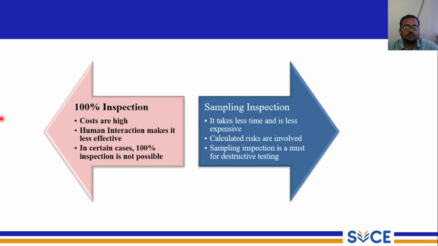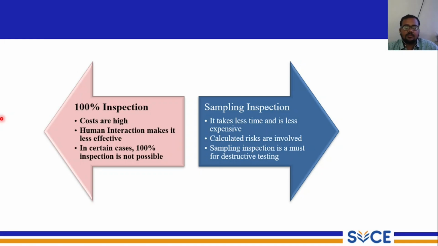In 100% inspection, since you are bringing all the lots into the inspection scenario, when there is human interaction, you find that the effectiveness of that inspection will be very low. Whereas in sampling inspection, the human interaction is very minimal, because you are not bringing all the products into the inspection scenario. So there is a much lesser possibility of the products being handled by humans. So obviously the effectiveness of the entire process is not going to be affected to a greater extent. Of course, it comes again with the risk. There are a few risks which are involved in it.